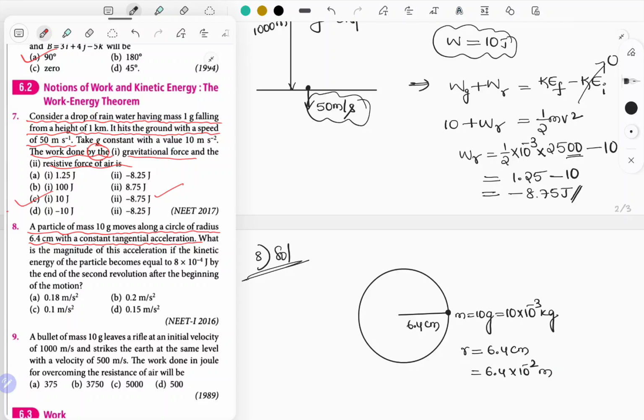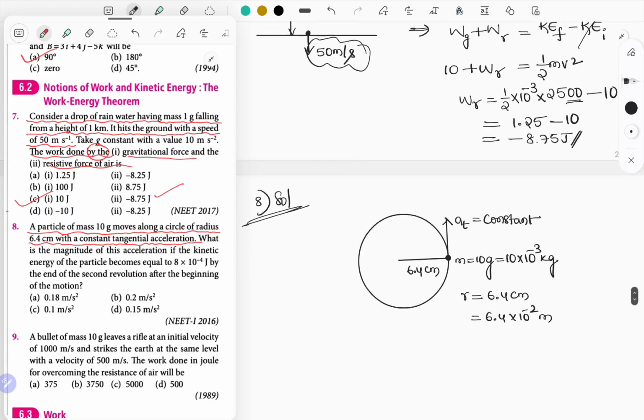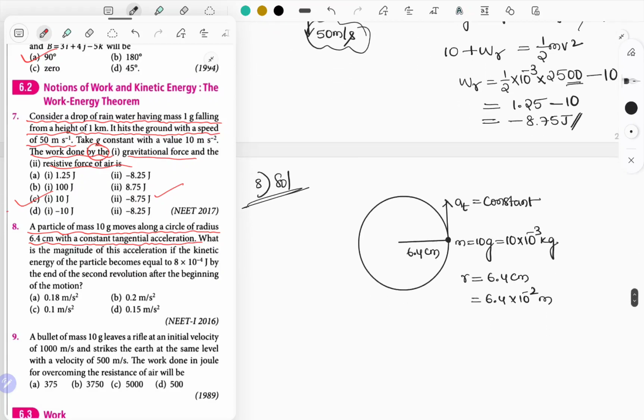Okay. So with a constant tangential acceleration. Tangential acceleration is constant. That means will the speed of the particle in the circle change or remain the same? It will change because of tangential acceleration. If tangential acceleration is 0, there won't be any kind of change in speed of the particle in the circular path.